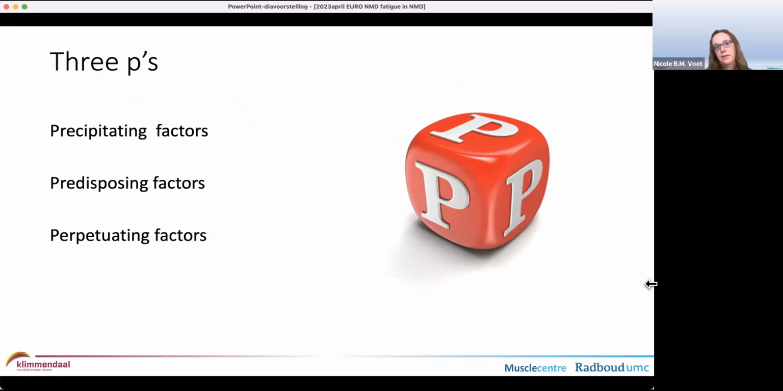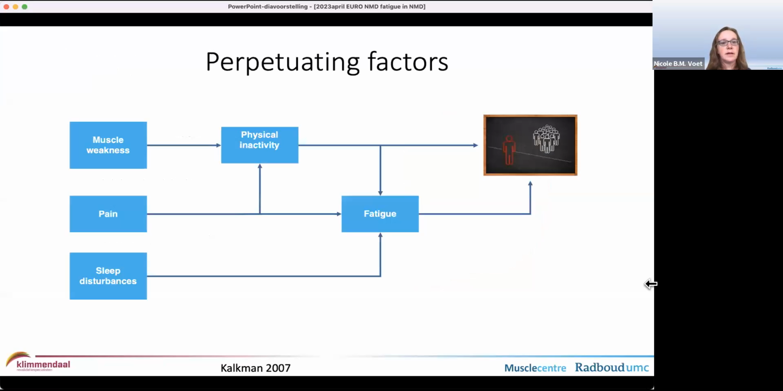There are the precipitating factors. Once acute fatigue began, for example, because of an illness or because of an activity, you can't turn back time, so you can't do anything about the precipitating factors. Then there are the predisposing factors, for example, having a disease like a neuromuscular disease. Unfortunately, up to now, we cannot do anything about that. And then the most important factors, the perpetuating factors, the factors that make the acute fatigue become chronic fatigue. These factors are important because they can become the focus of intervention.